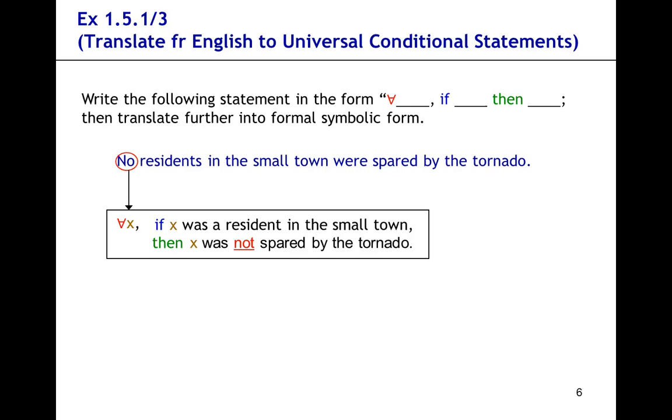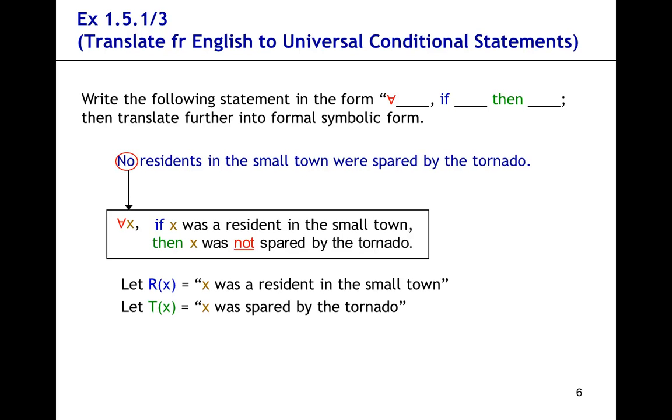Okay, let's move on by defining the two predicates. The first predicate should follow the if part of the semi-symbolic statement. So define R of x as x was a resident in the small town. The second predicate should follow the then part of the semi-symbolic statement. So define T of x to be x was spared by the tornado.